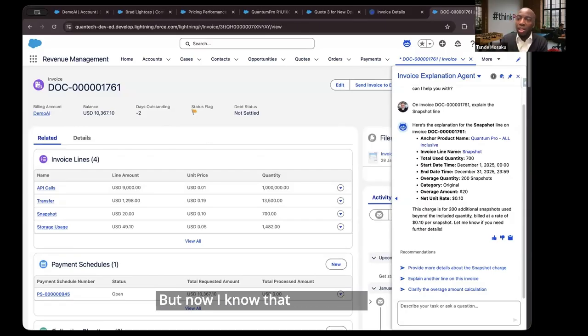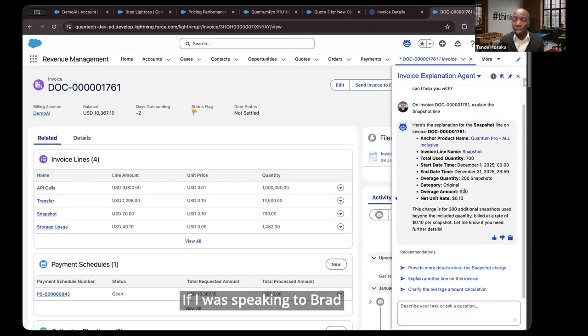But now I know that the anchor product for this particular invoice line is the Quantum Pro all-inclusive usage product. My line specifically is snapshot, and it tells you how much quantity was used for a particular period. So 700 for this period. And there's an overage snapshot of 200, and the net unit rate is 10 cents. So therefore the overage amount is 20. That way the customer understands why they've been charged, because they had some grants within their initial usage. But at this point, they've gone over the grant of 500 that they received, and therefore they're being charged an extra 10 cents for every other snapshot they leverage over.